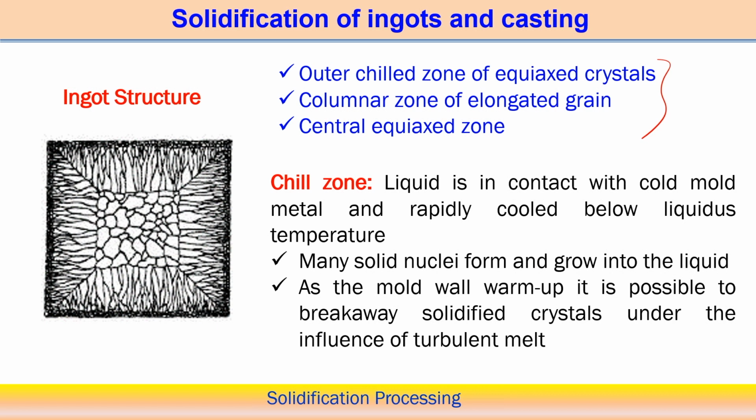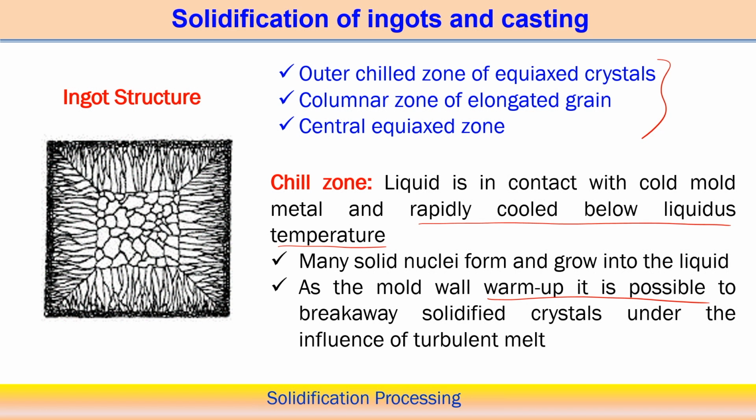In this case, the liquid rapidly cools below the liquidus temperature when it is in contact with the mold wall. I mean to say the cooling rate is rapid here, but it may not be that rapid in the remaining zone. So mainly solid nuclei form and grow gradually into the liquid, but as the mold wall gradually warms up, that means the cold mold starts transferring heat when it is in contact with the molten metal, it is possible to break away the solidified crystals.